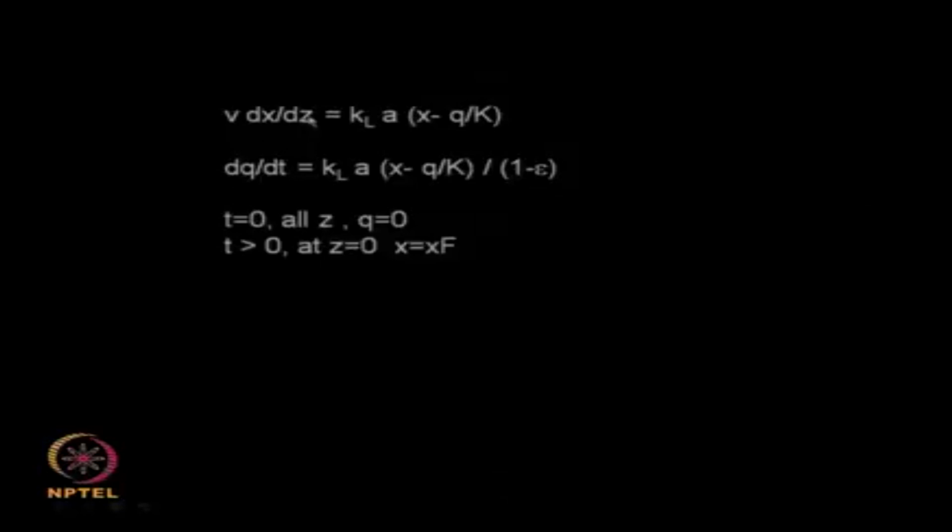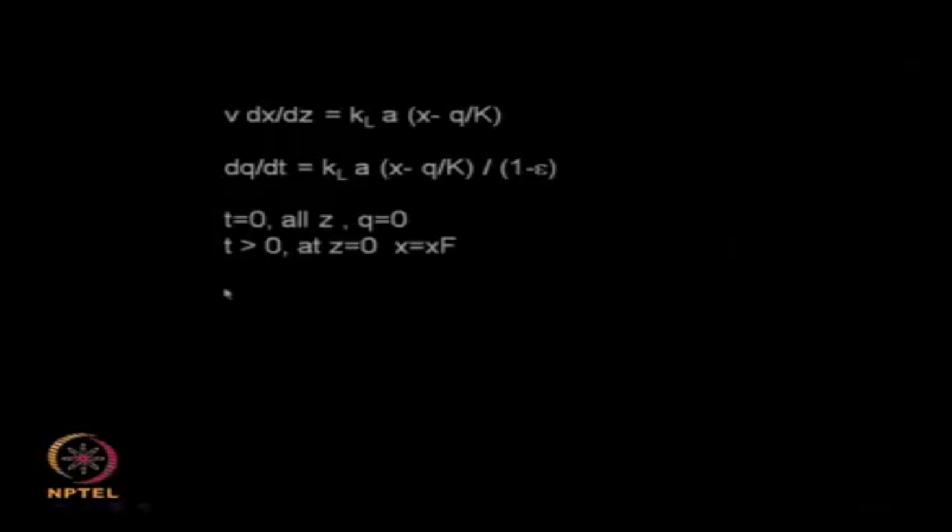x will be a function of z and t, of course, because the concentration of x changes along the length of the axis as well as a function of time, and similarly q also will vary as a function of length of the column and time. It needs initial conditions: at t equal to 0, at all locations along the axis q will be equal to 0 because nothing has been adsorbed.